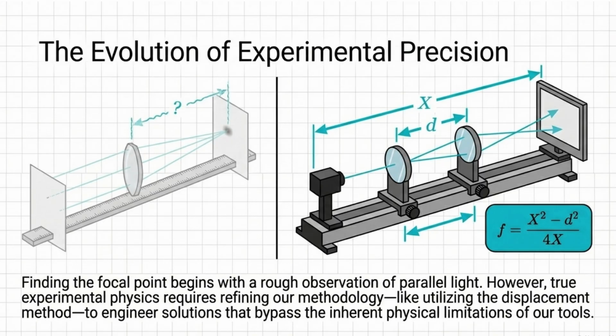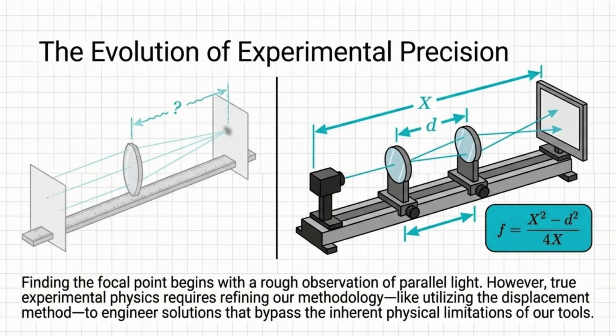To perform this method, first, fix the distance x between the object and the screen. Second, move the lens until a sharp image is formed and record its position as L1. Third, move the lens again to find the second sharp image and record L2. Then calculate d as L2 minus L1. Finally, substitute the values into the formula to find the focal length.